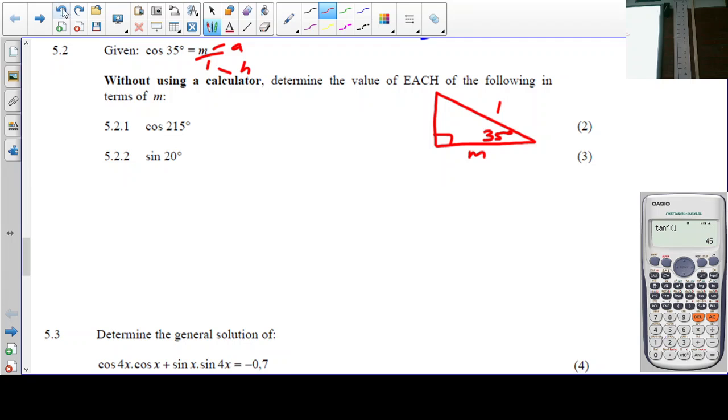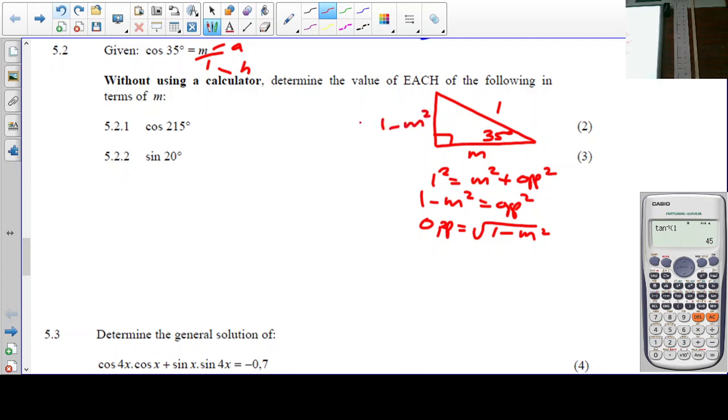1 squared minus m squared. But how do we get that? Your Pythagorean theorem. So 1 squared is equal to m squared plus your opposite side squared. So 1 minus m squared is equal to your opposite side squared. The root thereof, so the opposite equals the root of 1 minus m squared, which now in turn can be written as 1 minus m, correct? Can it be written as 1 minus m?